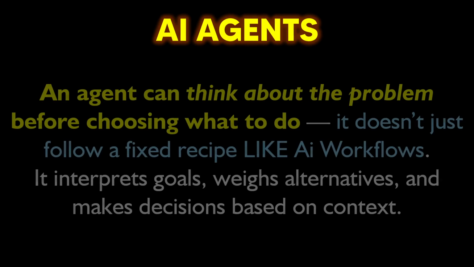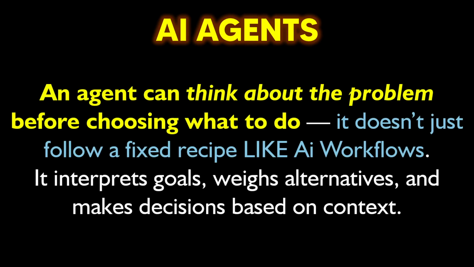Okay, so with AI agents, an agent can think about the problem before choosing what to do. Unlike an LLM, which doesn't think about the problem, it just finds out what you want and then returns an answer, right? But with agents, it thinks about it before it actually proceeds to the next step. It doesn't just follow a fixed recipe like AI workflows. It interprets goals, weighs alternatives, and makes decisions based on context. So AI agents, very powerful.